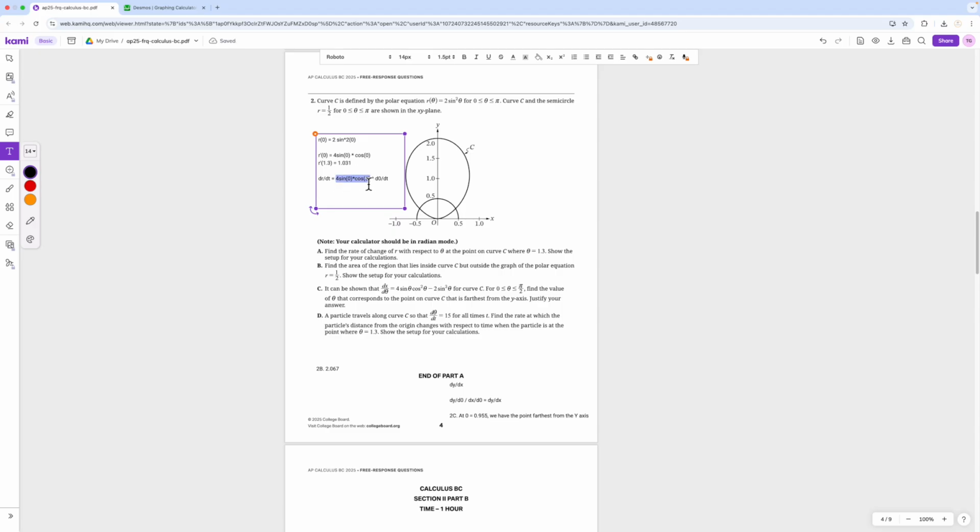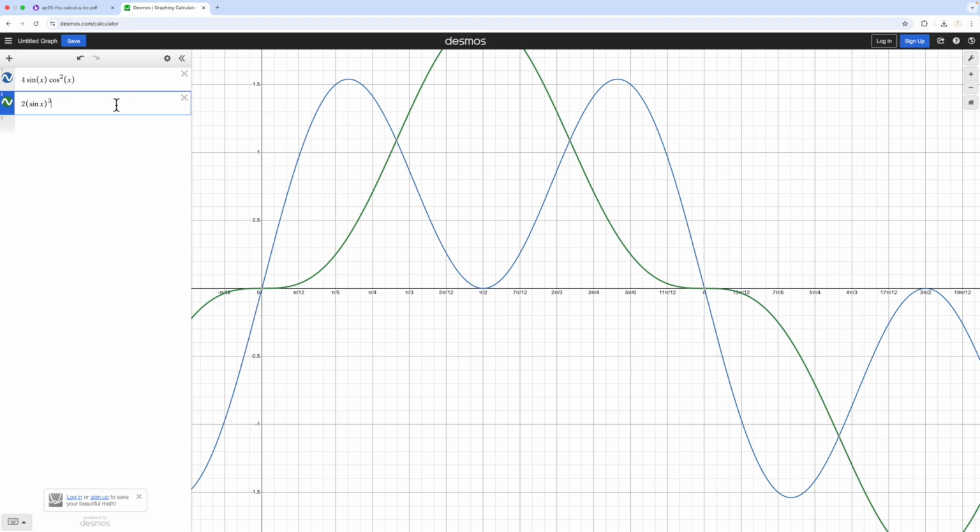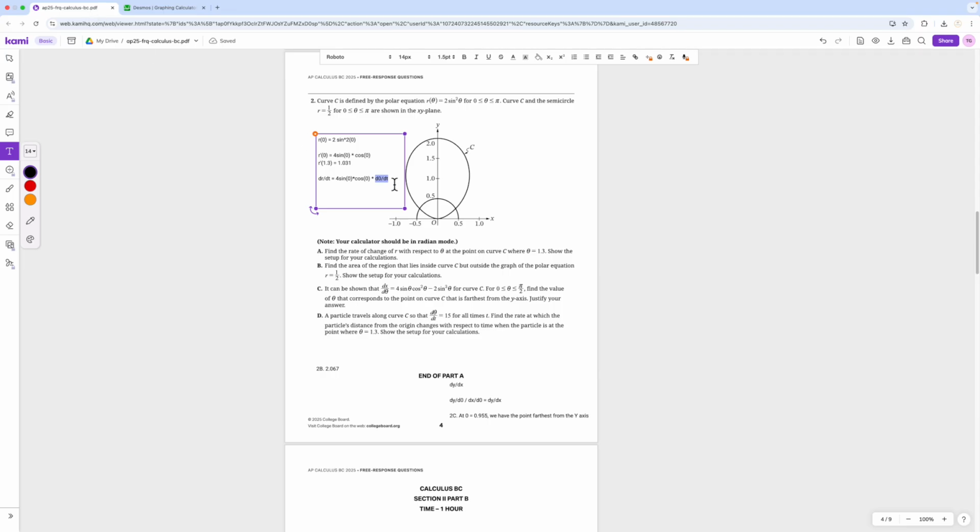And now, where have we seen this before? We know the value of this from a previous question. That is equal to 1.031. So all you're doing here is plugging in this. This is 15, so you're just going to be doing 15 times 1.031, that's 15.465. So dr over dt is equal to 15.465. And there you go, that's your answer for 2D.